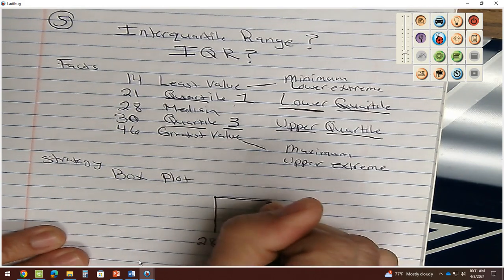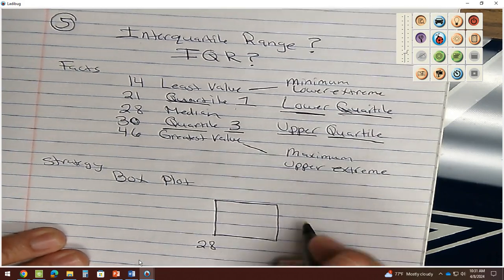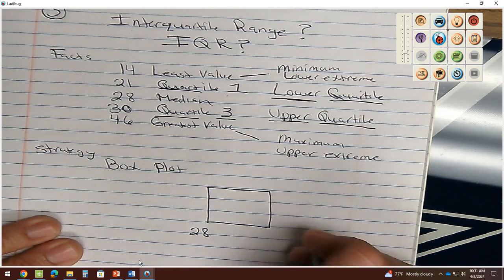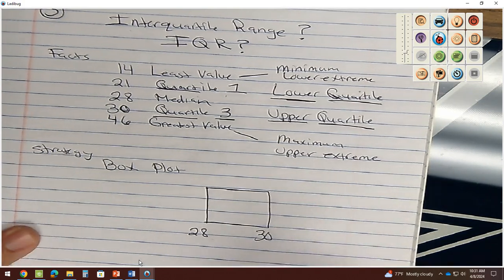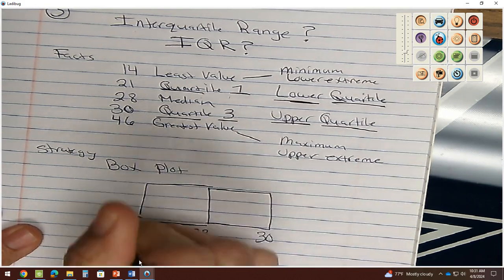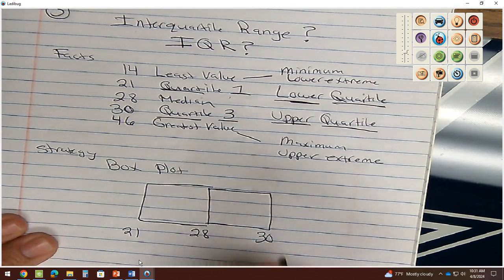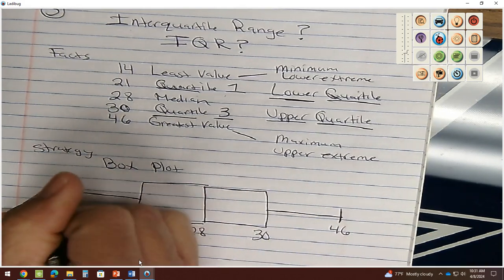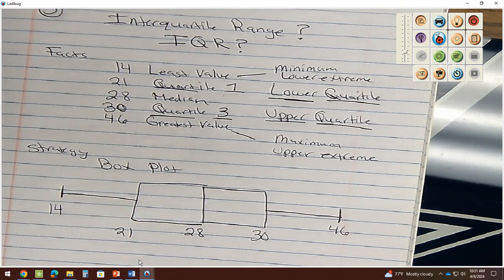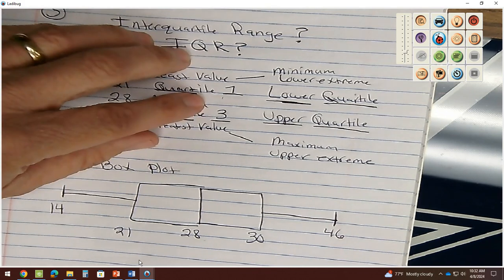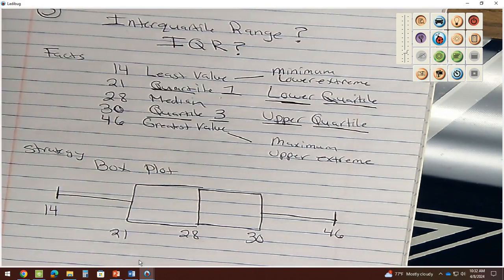Let's do the upper half. This is the upper half. What number would be the upper half? 30. Good. Let's do the lower half. Who would be the lower half? 21. Let's do the whiskers. Who's the maximum? Let's do the other whisker. Who's the minimum? With this data, that they were nice, we didn't have to find nothing. They already gave us everything on the facts. I could draw my box plot complete.